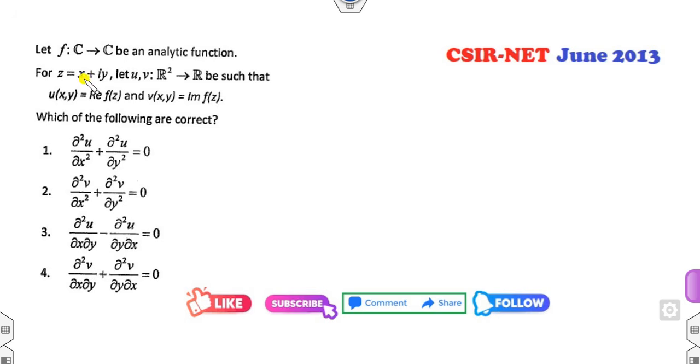F is an entire function, z is given to be this function, u is the real part, v is the imaginary part. Which of the following is satisfied? F is entire, that means it satisfies the CR equations. That means u_x is v_y, and u_y is minus v_x.